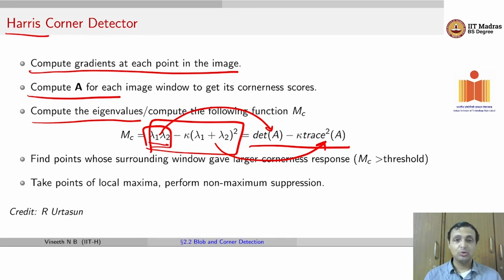Why is this useful? You no more need to compute the eigendecomposition of the A matrix. You only need to compute your determinant and trace, which is a bit easier than computing your eigendecomposition.